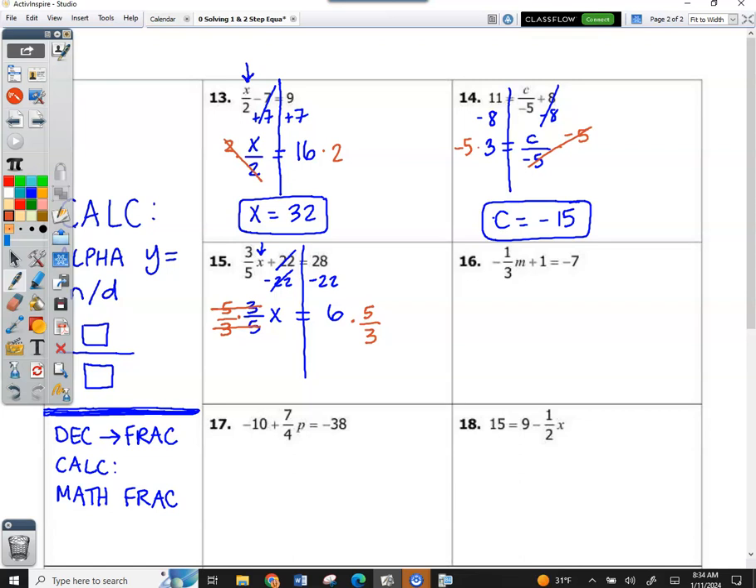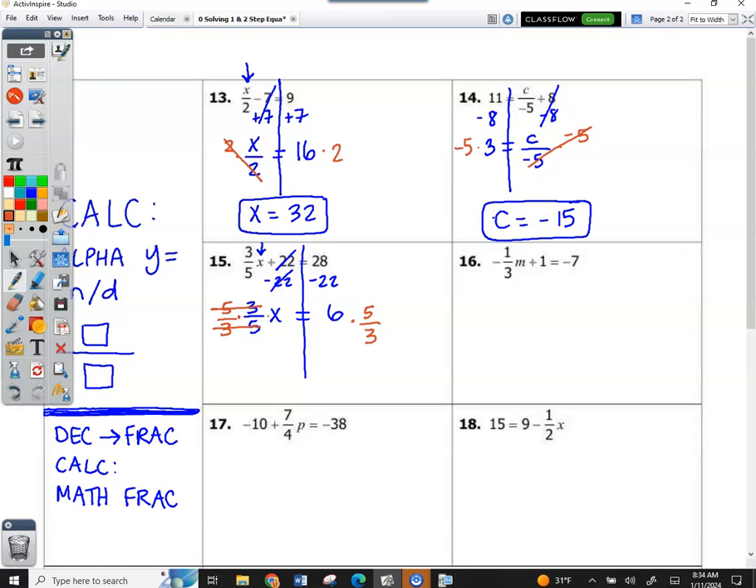When you see 3/5 times x and you're trying to get x by itself, some people look at it as, okay, I need to divide by 3/5, right? There's nothing wrong with that. That's not like a secret. Yes, you do need to divide by 3/5.